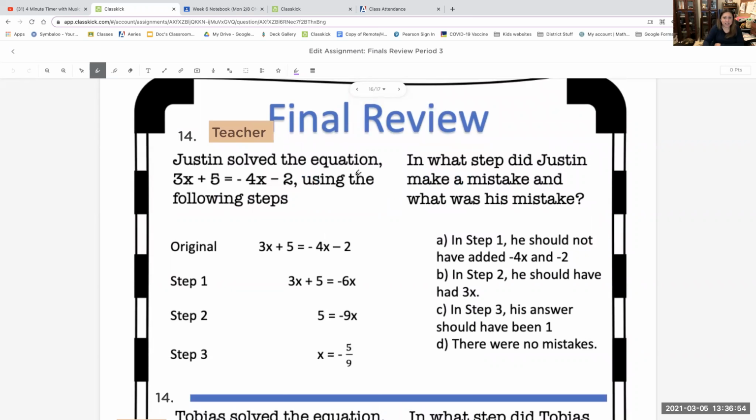This one can be tricky if you don't pay attention. So what is this question asking us? Justin solved the equation 3x plus 5 equals -4x minus 2 using the following steps. So this is where we started, and this is where he got to at the very end. It wants to know at what step did Justin make a mistake and what was his mistake?